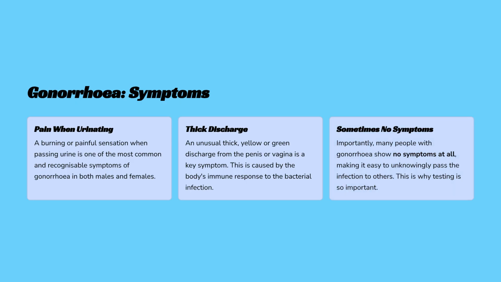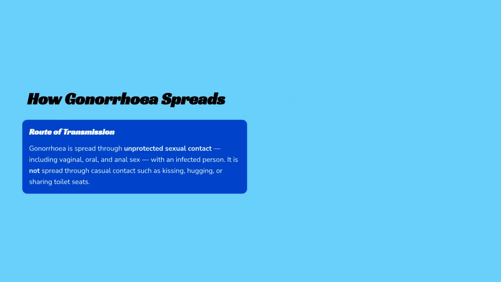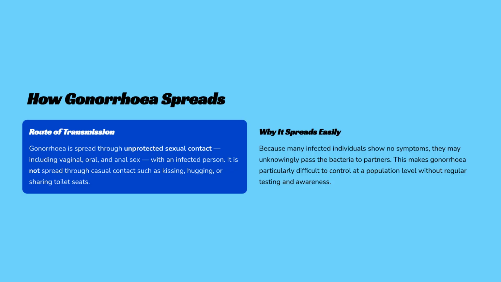Crucially, many people have no symptoms at all, making it very easy to pass the infection on unknowingly, which makes testing vital. Gonorrhea spreads solely through unprotected sexual contact. It is not spread by casual contact, like hugging or kissing. Because of the lack of symptoms in many cases, it is difficult to control without regular testing.